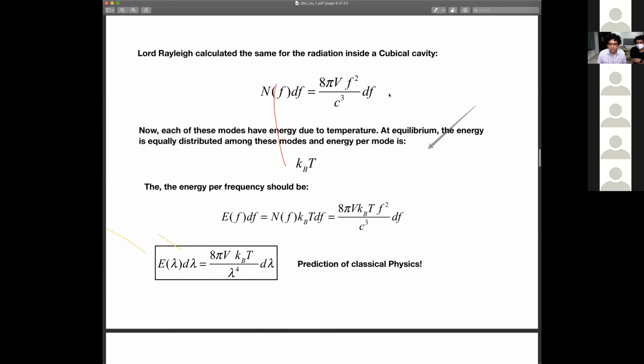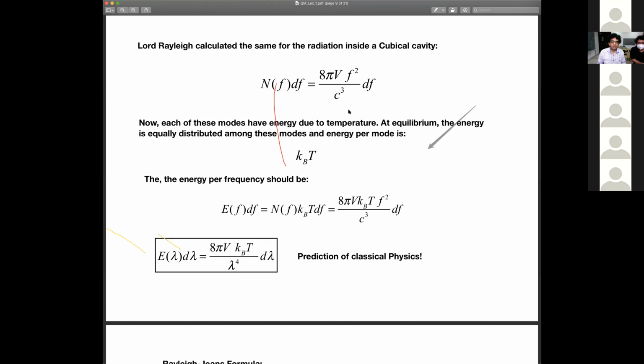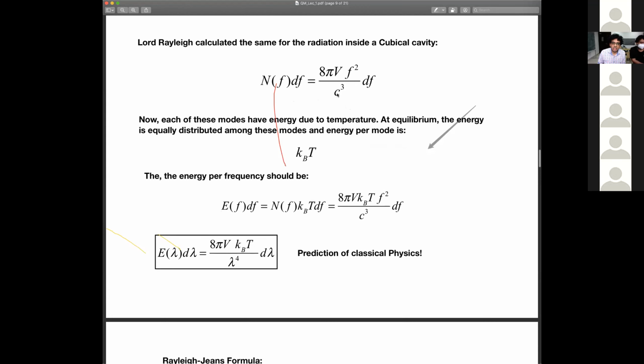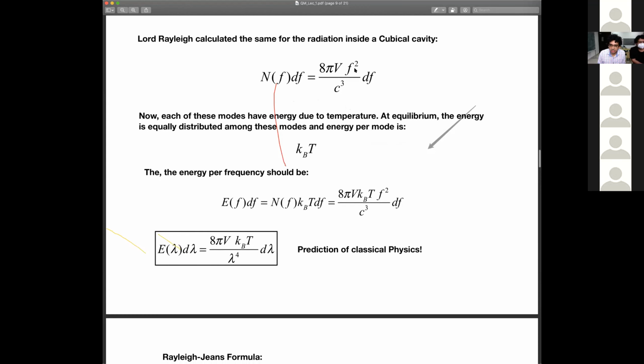I have not derived this calculation because my point is not to show how it is derived, even though we will do it in a separate setting. Rayleigh and Jeans calculated, I think it was just Rayleigh, that the number of modes within a frequency interval df goes like the square of the frequency: 8 pi V f square over c cube, where V is the volume of the object. So it goes like f square over c cubed.